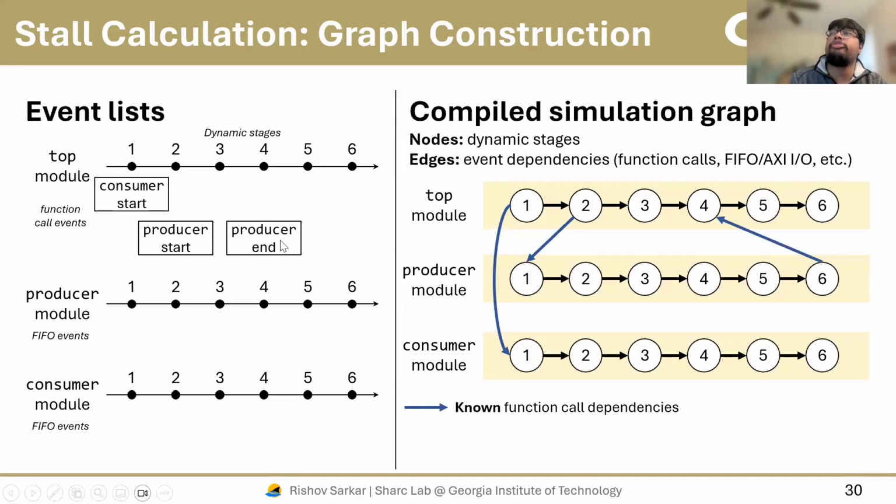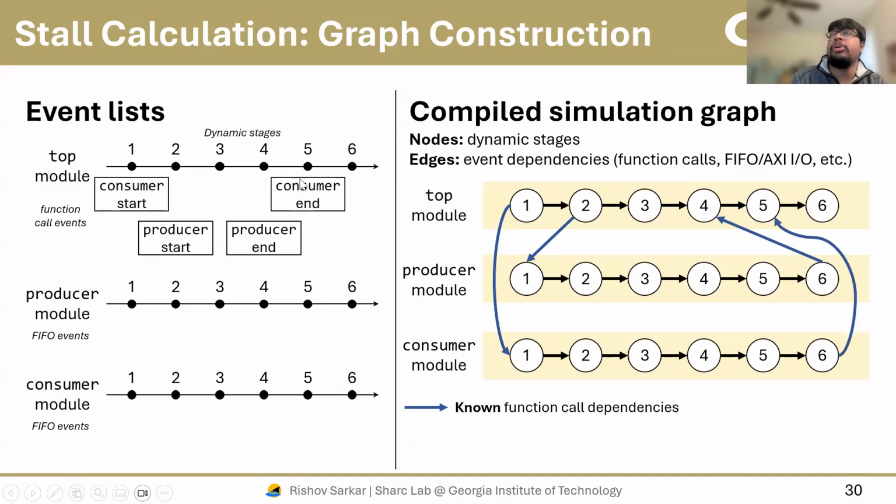Then we see that there's a function call event for the producer end at stage 4. So what that means is that the top module, when it gets to stage 4, if the producer is not done, it's going to wait until the producer completes. So we draw an edge from the end of the producer module, which here is stage 6, to the stage 4 of the top module. So if this would have otherwise reached stage 4 before the producer module is finished, now it would stall to wait for the producer module to finish. So we've encoded this dependency here.